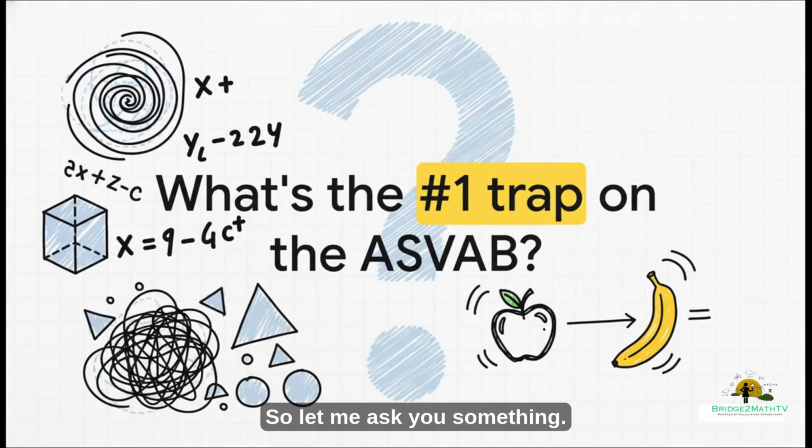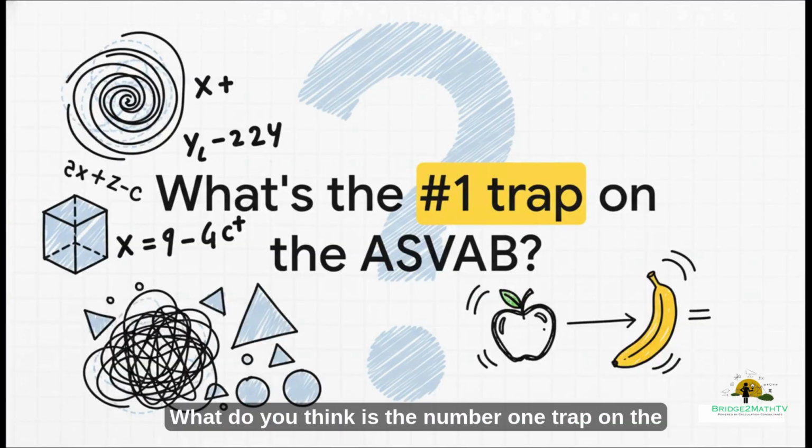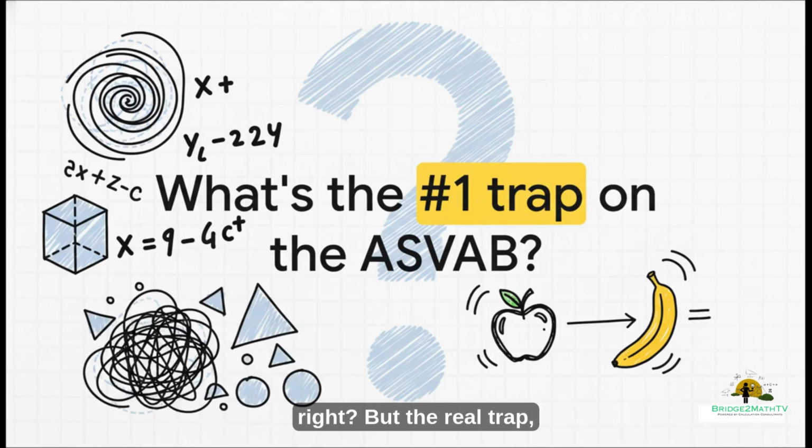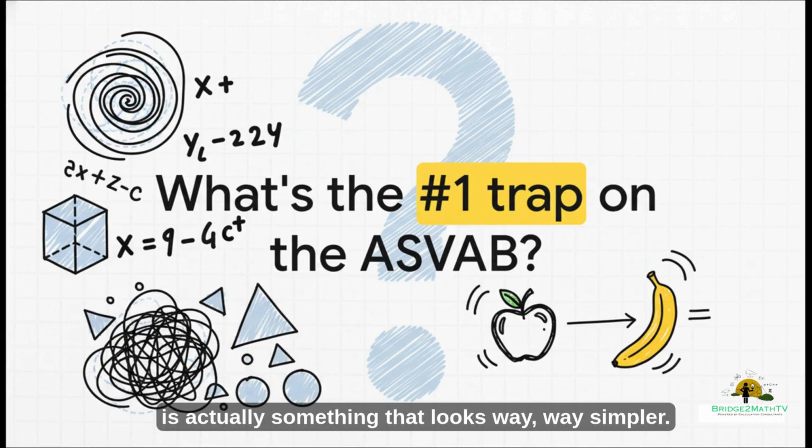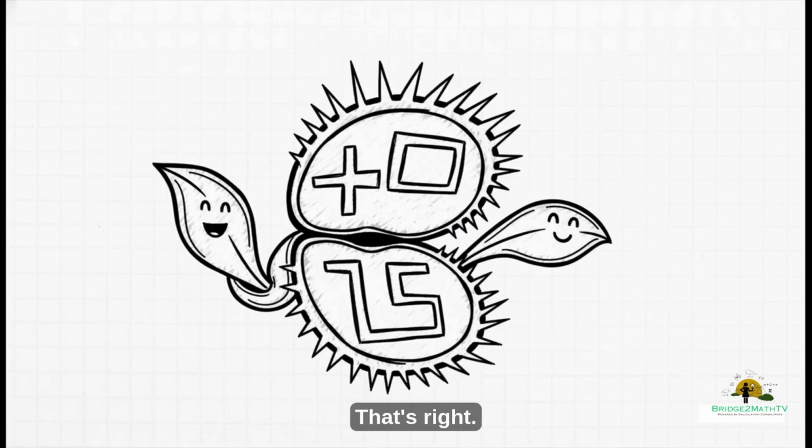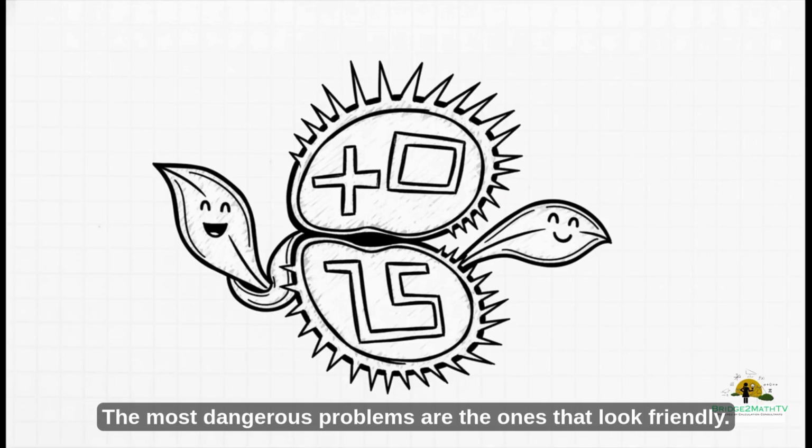So let me ask you something. What do you think is the number one trap on the ASVAB? You're probably thinking it's some crazy complex algebra, or maybe some obscure geometry formula, right? But the real trap, the one that gets almost everybody, is actually something that looks way, way simpler. That's right. The most dangerous problems are the ones that look friendly.